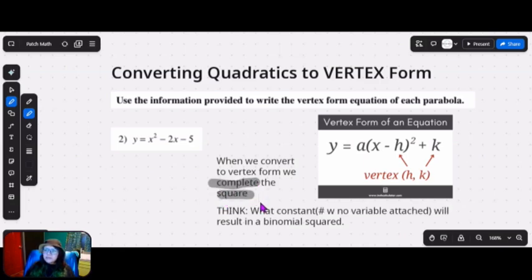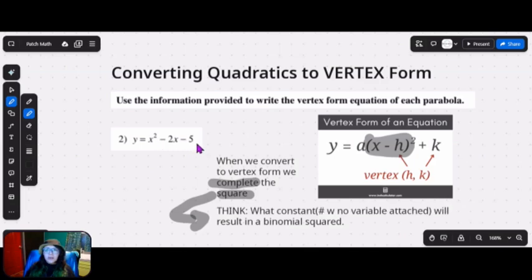And when you are completing the square, I want you to immediately think: what constant can we add to result in a binomial squared? We are focusing in on this binomial squared. Notice we'll have some constant k on the outside, but we are focusing on creating that binomial squared.